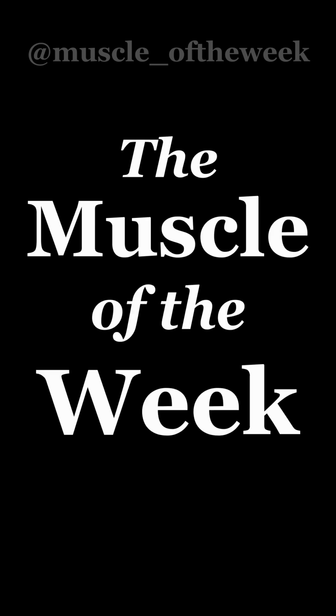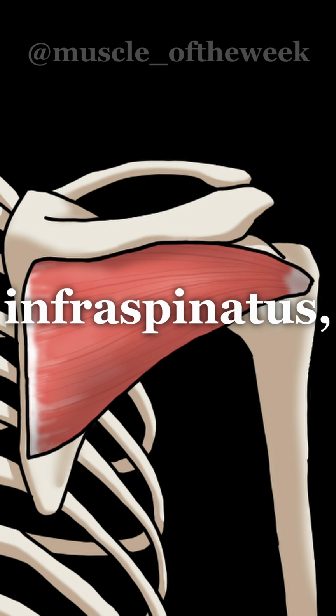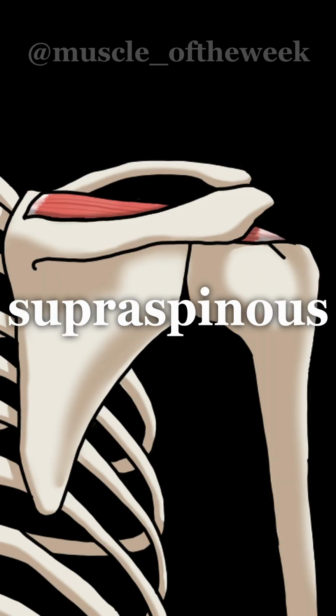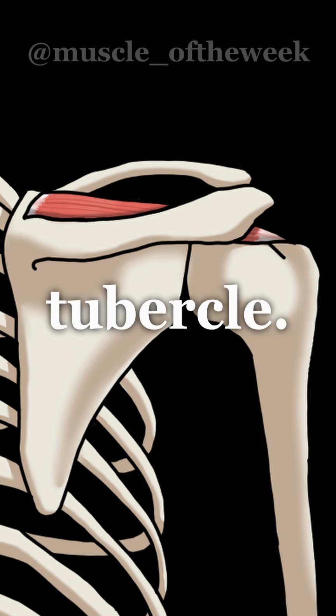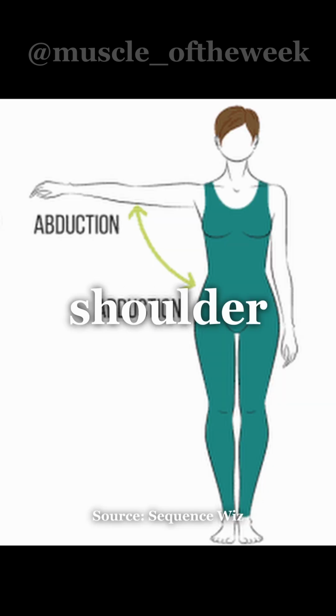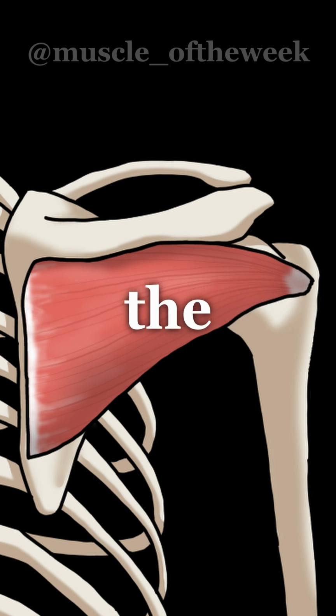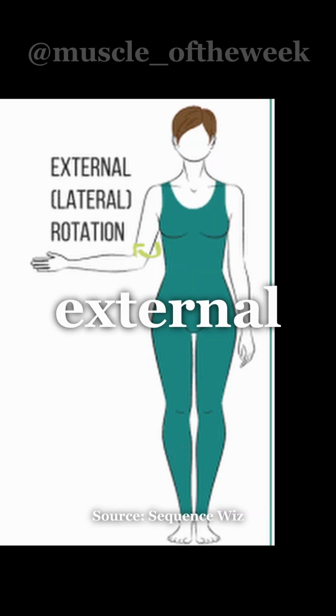The muscle of the week is the rotator cuff. The rotator cuff is made up of four muscles: supraspinatus, infraspinatus, teres minor, and subscapularis. The supraspinatus originates from the supraspinous fossa and inserts in the greater tubercle. It assists in the first 15 degrees of shoulder abduction. The infraspinatus originates from the infraspinous fossa and inserts in the greater tubercle. It enables shoulder external rotation.